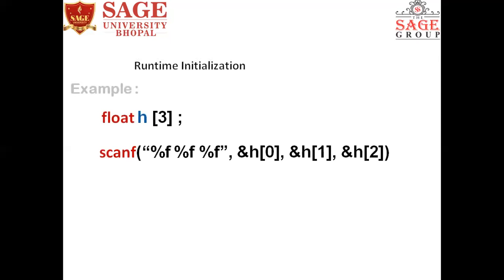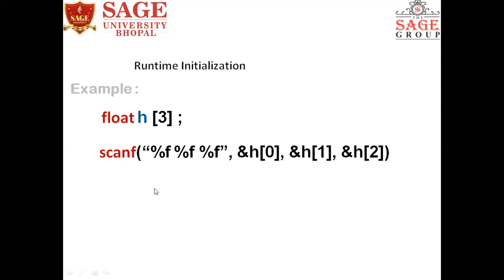Another type of initialization is runtime initialization. When it comes to runtime initialization, you just have to declare the array. Here you can see that H is a float type of array of size 3. Whenever the user provides the values, they will be stored at runtime in the array's locations.